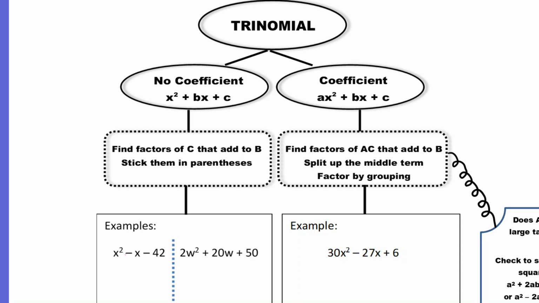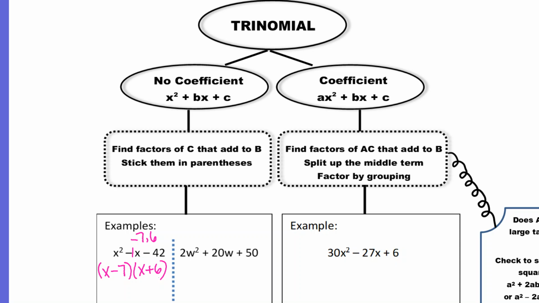So for our example down here, no GCF, we want to find factors of negative 42 that add to negative 1. So those two numbers would be negative 7 and 6, which means my answer is just going to be x minus 7 times x plus 6. And we're done.